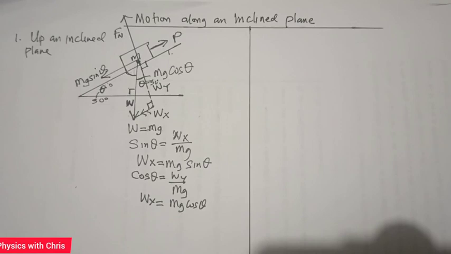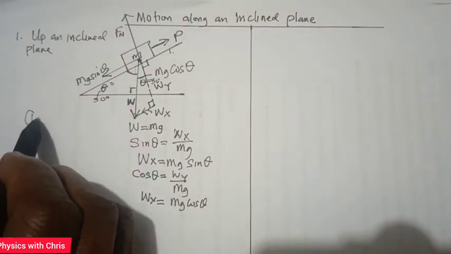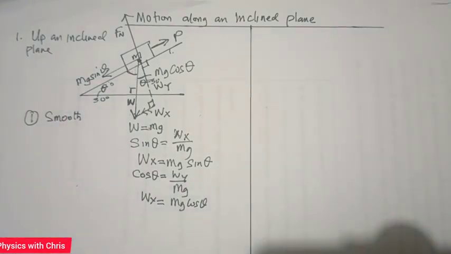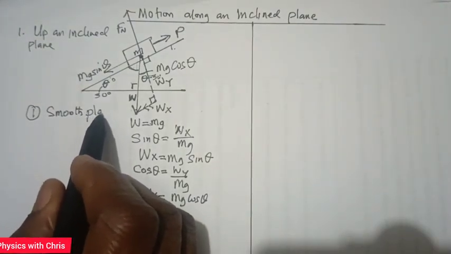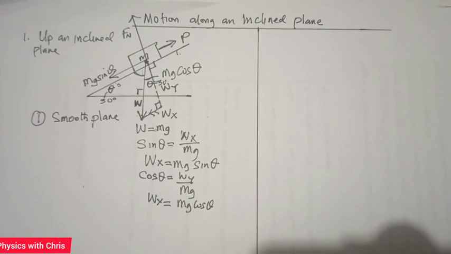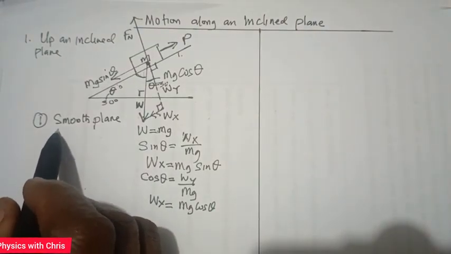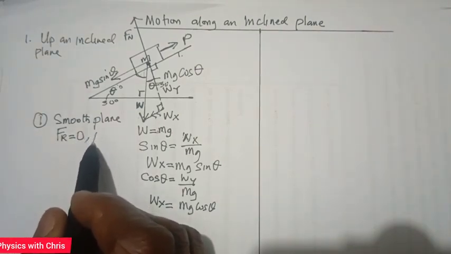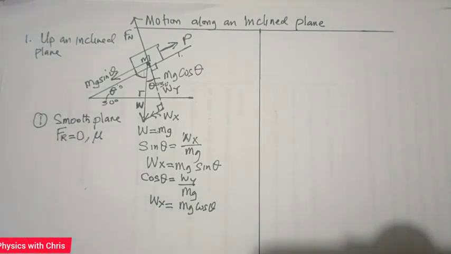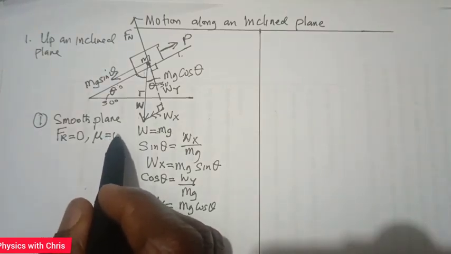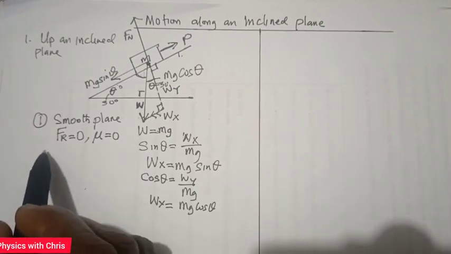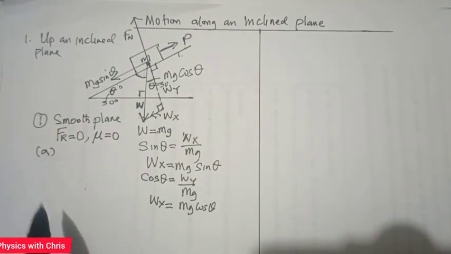Case 1. Suppose the plane is smooth. You have number 1, smooth plane. There is no frictional force acting between the block and the plane surface. When I say no frictional force is acting, it means that the frictional force Fr is 0. It also means that the coefficient of friction, whether static or dynamic, is also 0. Now, there are three possibilities here. Number 1, under smooth inclined plane.